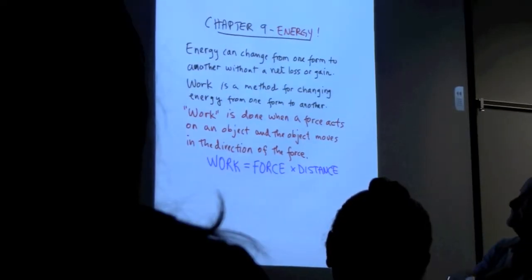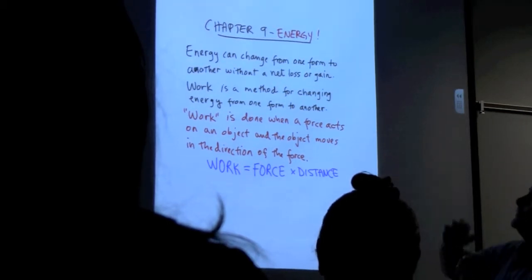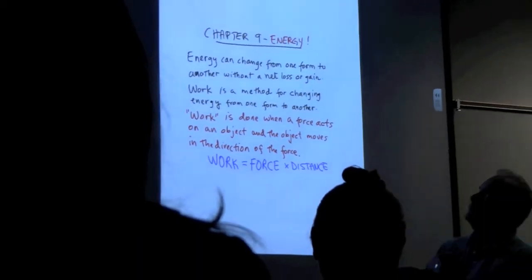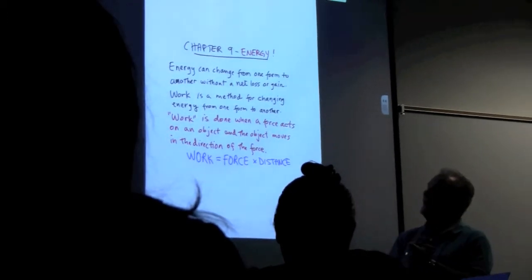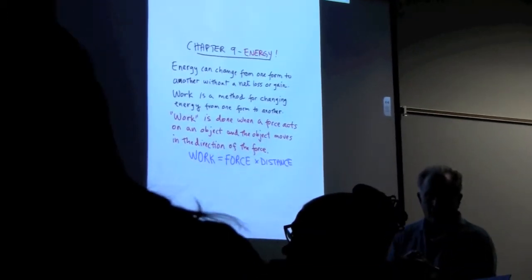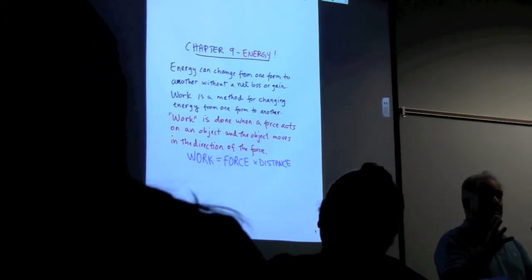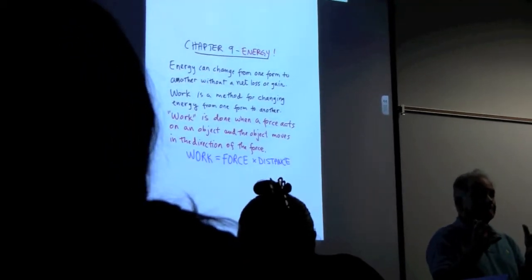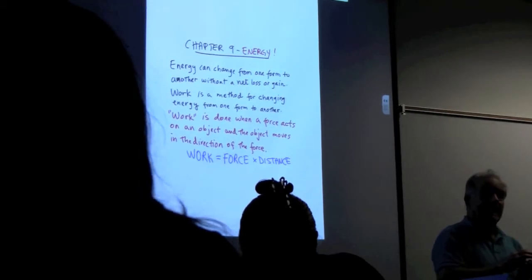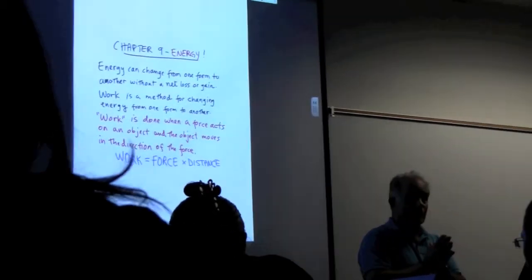This is chapter 4, and the important thing is that energy can change from one form to another without any loss or gain. All right. In other words, whatever amount of energy you start off with in a system, that's how much you've got. Okay? Now, it can't be lost, but it can be transformed.